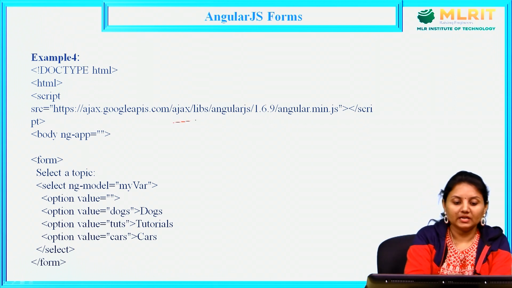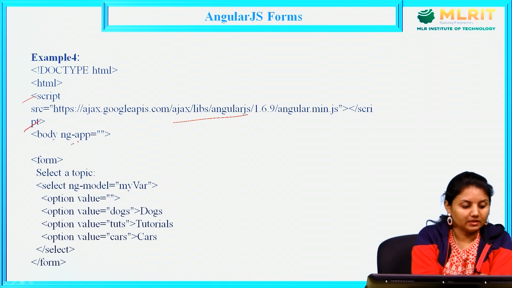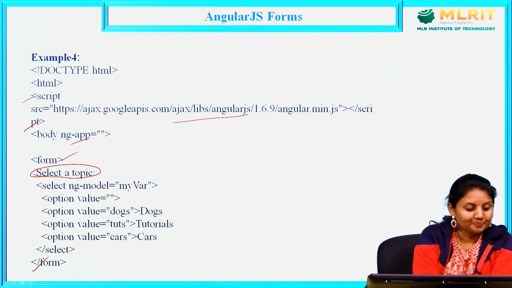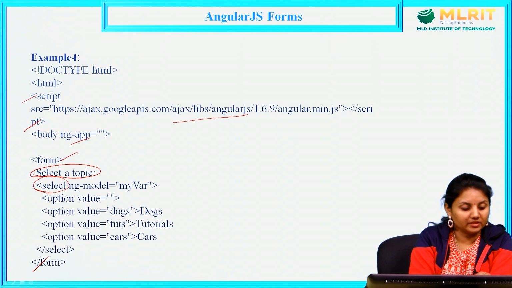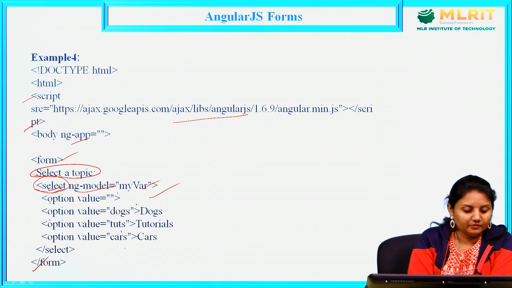So ng-app, this is AngularJS's link in the script tag, and ng-app. In the form, I am going to give "selected topic" as a text. After that, I want a select box. The select box can be displayed using this select tag. With ng-model, we are giving something, and three different options.